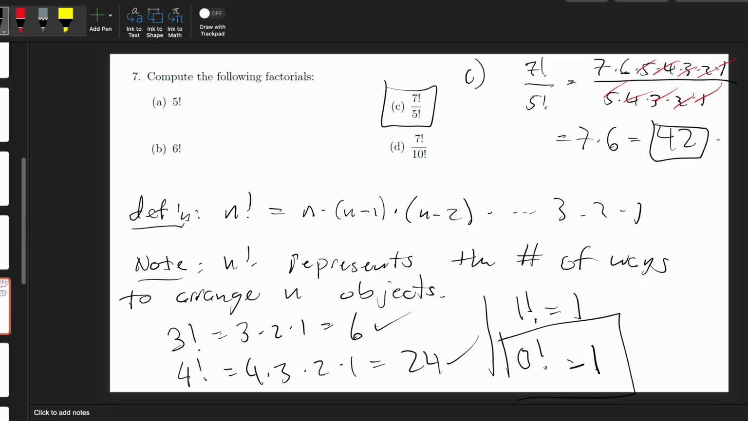Okay. All right, good. So that's going to conclude the first part of the lecture. We'll continue on into the second part, and we'll learn about summation notation.